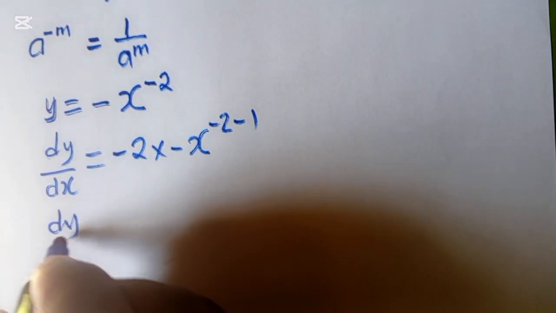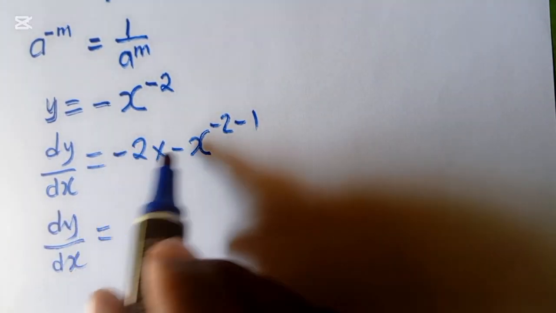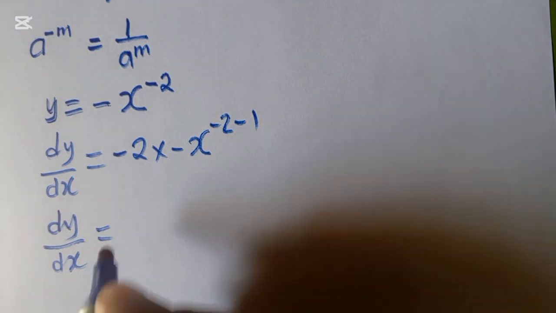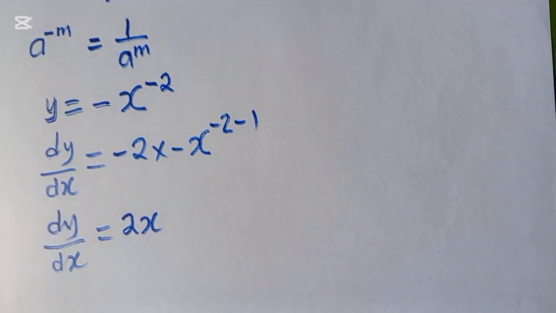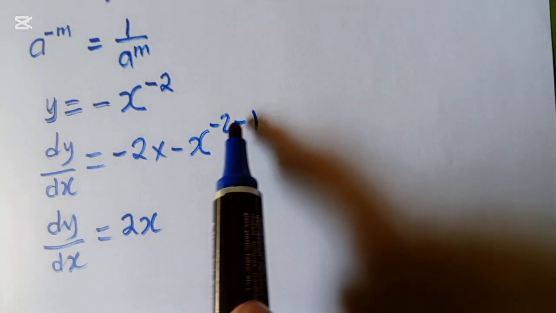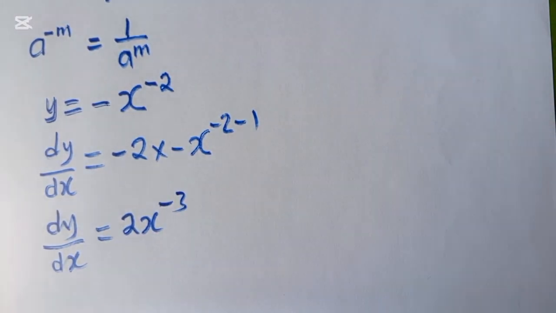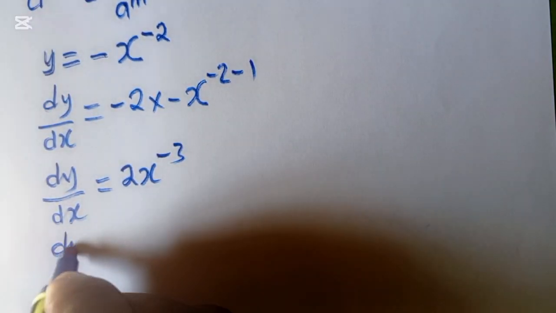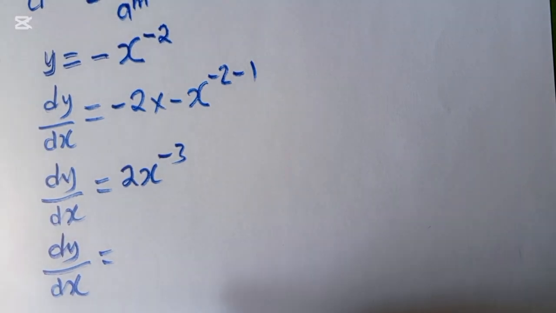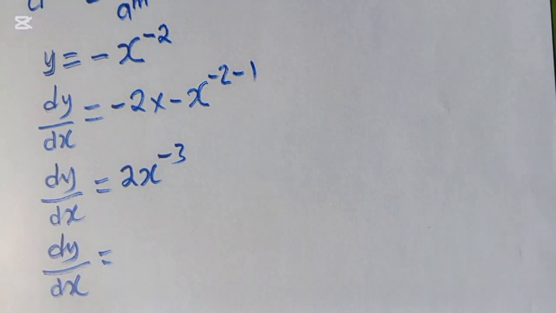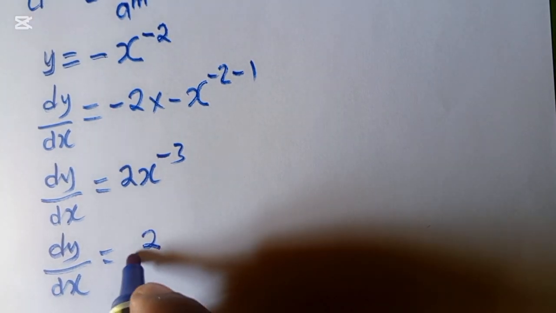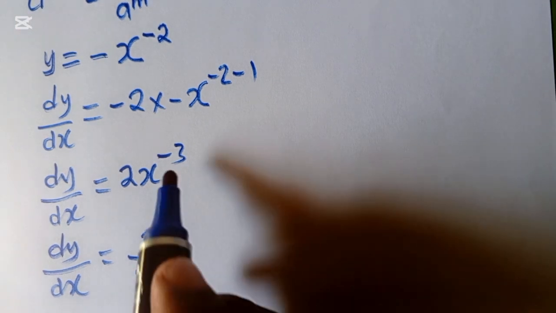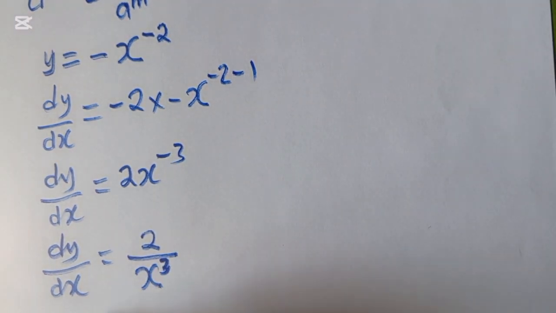So dy/dx is equal to negative times negative, it is positive, so we are going to have positive 2x. Then negative 2 minus 1, that is negative 3. So now I'll simplify my answer by saying dy/dx is equal to, this negative is going to be positive, by saying 2 over x to the power 3. So that is our answer.